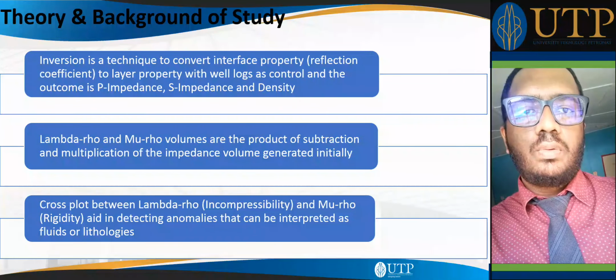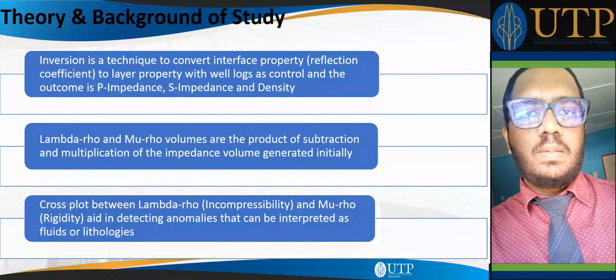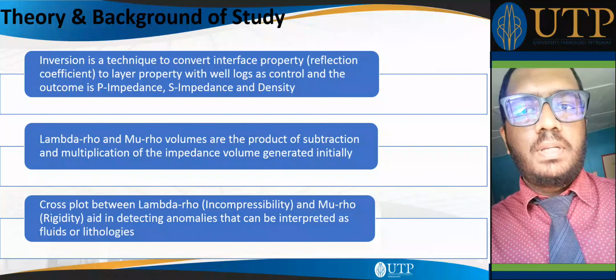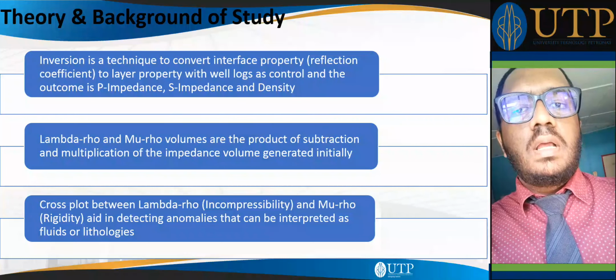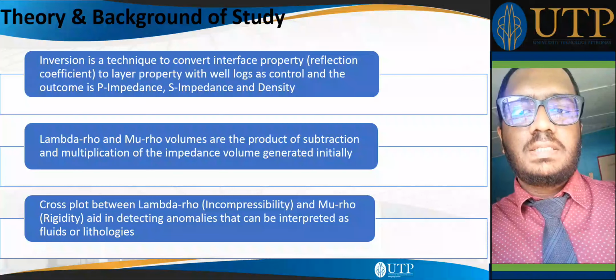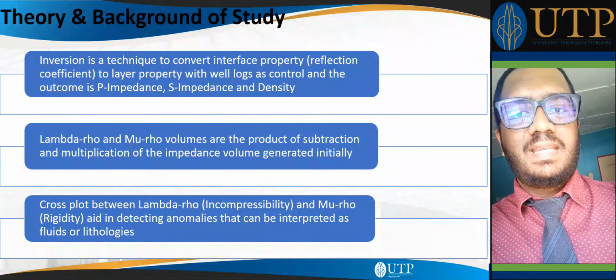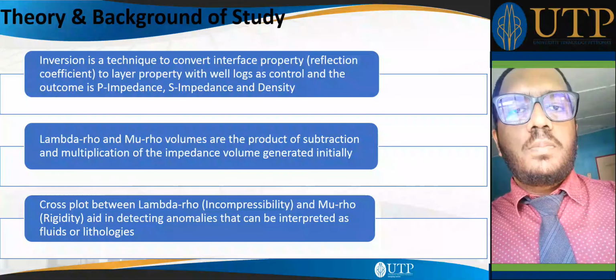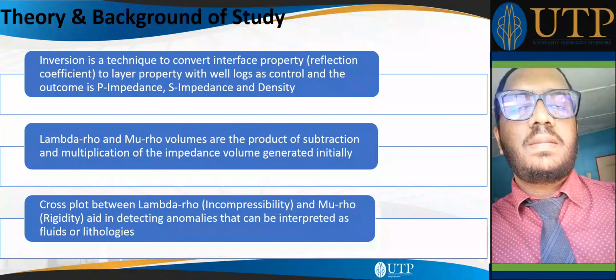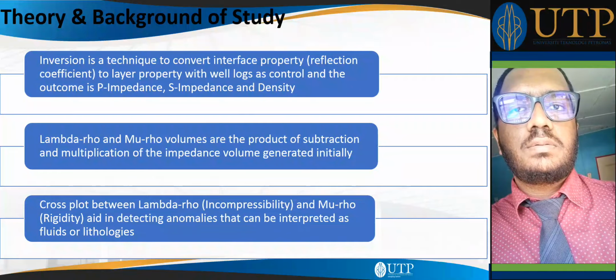Inversion is a technique to convert interface property to layer property with well logs as control. The outcome is P impedance, S impedance, and density. Lambda-Rho and Mu-Rho volumes are the product of subtraction and multiplication of the impedance volume generated initially. Crossplot between Lambda-Rho and Mu-Rho aids in detecting anomalies that can be interpreted as fluid or lithologies.